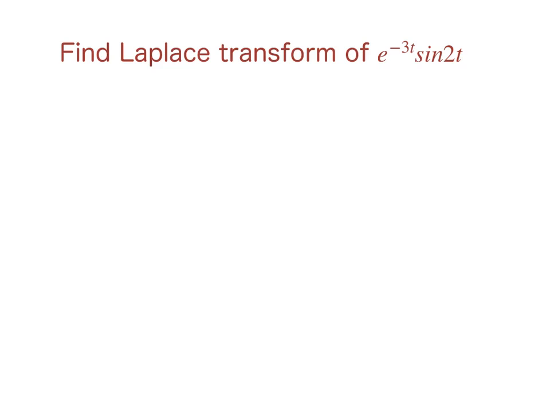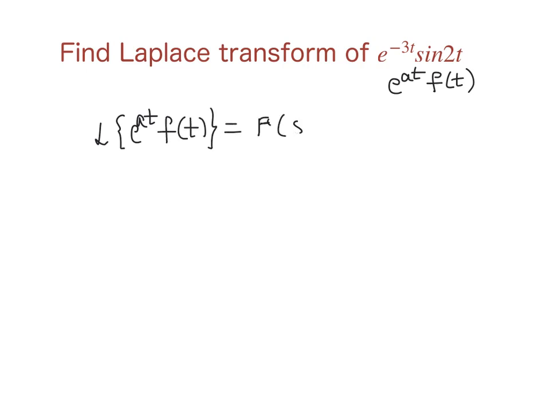Now let's solve some problems to understand the properties easily, and these types of problems are important for your exams. Firstly, find the Laplace transform of e power minus 3t sin 2t. In which format do we have this? E power at into f of t. So the Laplace transform of e power at into f of t is the first shifting property. This is given by F of s minus a.